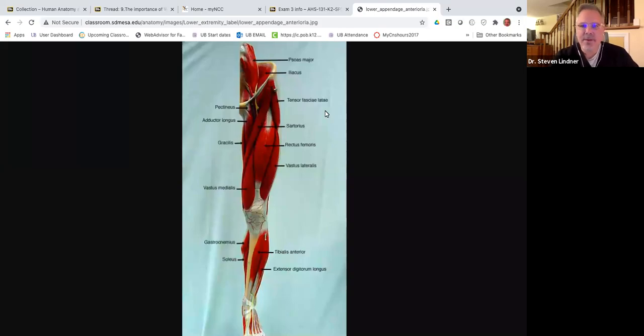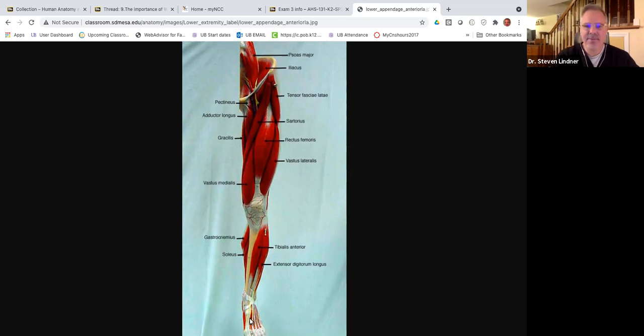Welcome back, everyone. Today we're going to cover the lower extremity for myology. We'll try and do it in an organized fashion where we will cover the hip. We'll start with the hip, then we'll go down to the thigh, and then we'll go down to the leg and talk a little bit about the foot.